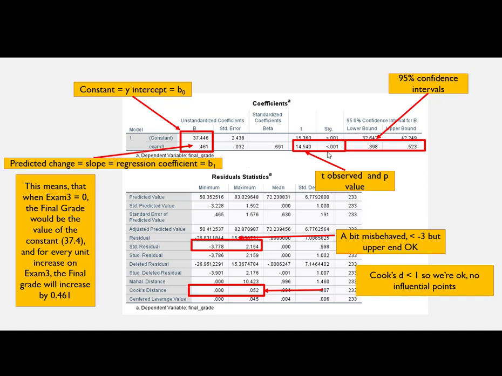Okay, here's the predictor for that particular independent variable. Since there's only one, it gives you the same finding, but when you have multiple regression, we'll look at each one individually. Here are our confidence intervals. Let's check our assumptions. Our residual is a little misbehaved, just a little beyond -3, so it's like -4 and 2, but it's okay. And then our Cook's is less than 1, so we're just going to keep on trucking.